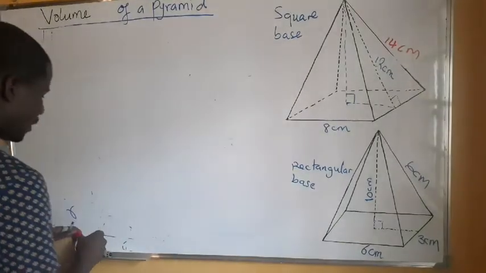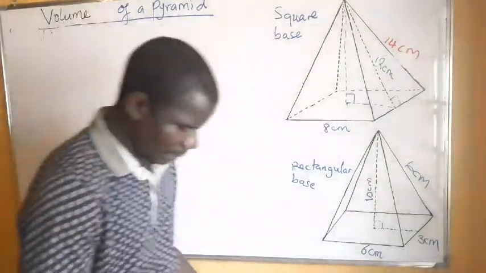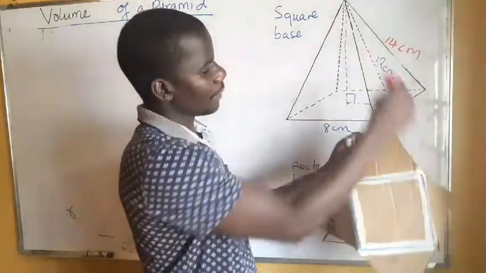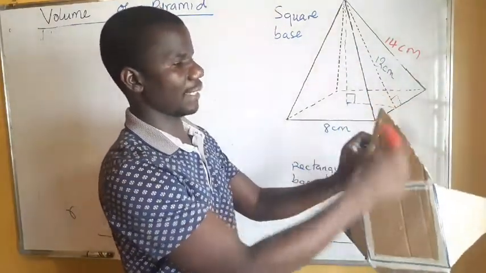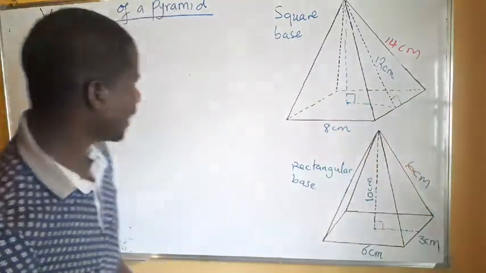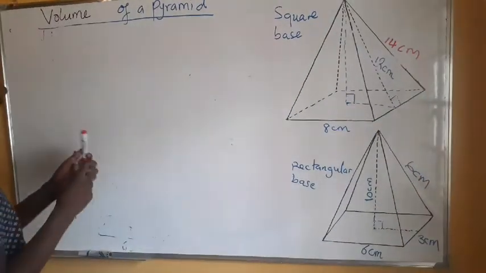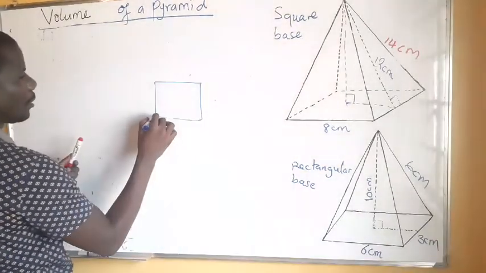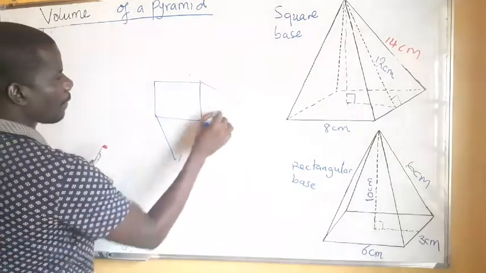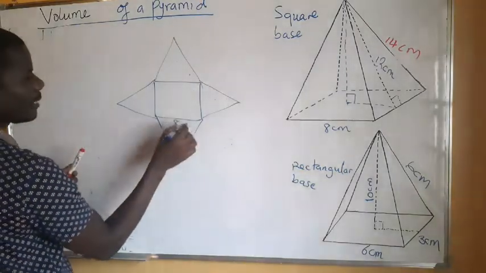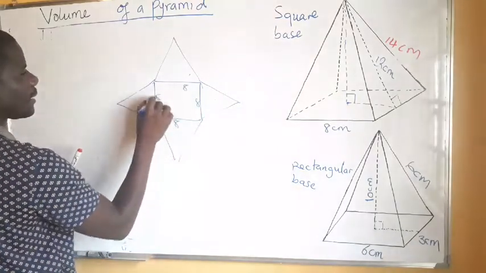Suppose the 12 is not there. Now, the 12 is this measurement here. Now, the 14 is the edge, this part. How do we find it? It is still the same thing. When we open this thing, it will be something like this. This is our 8, this is our 8, this is our 8, this is our 8.